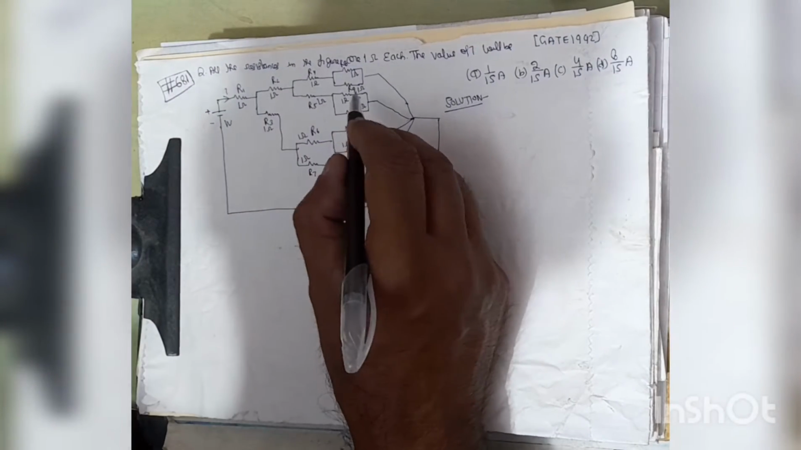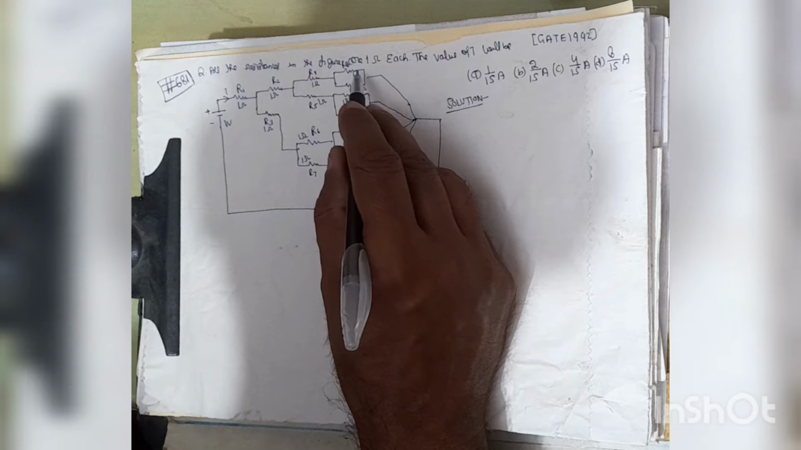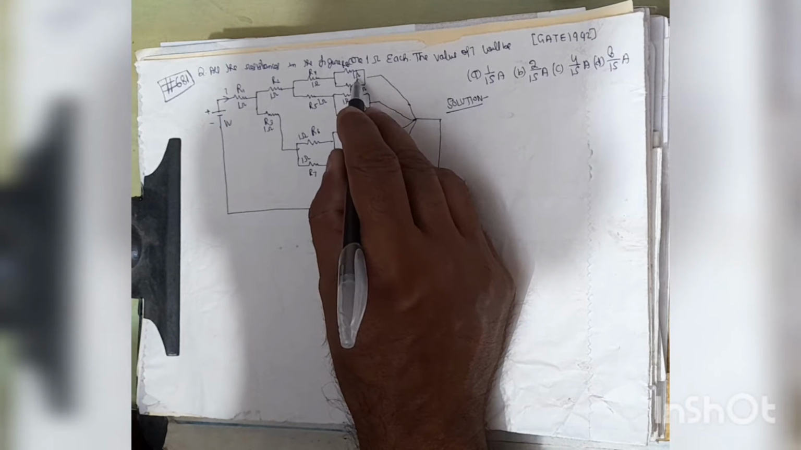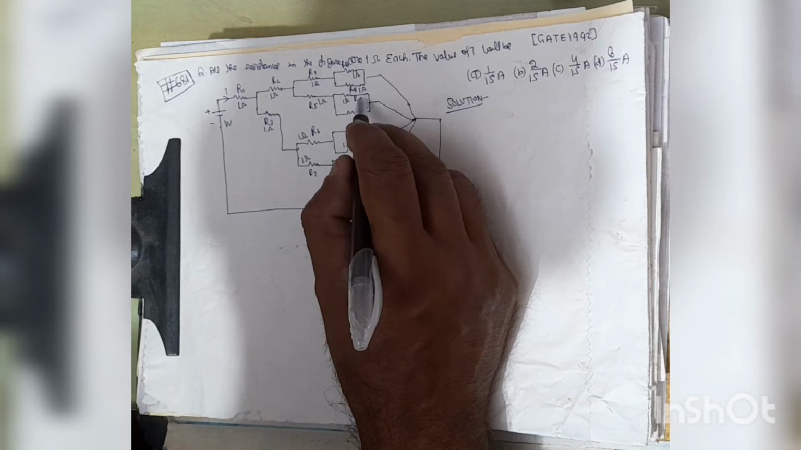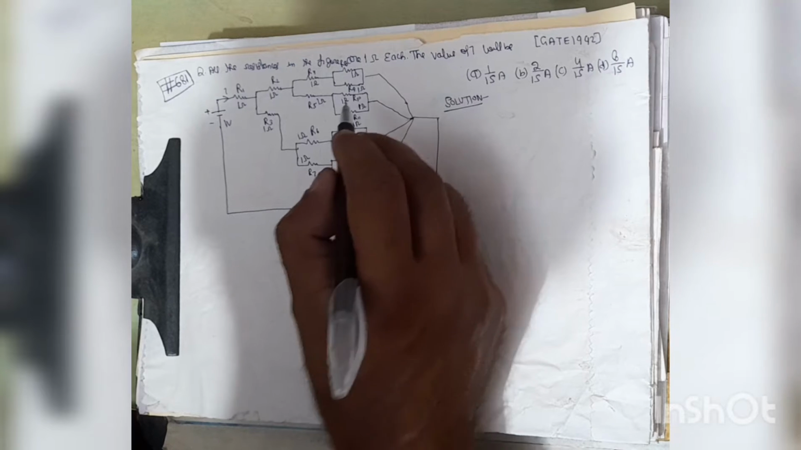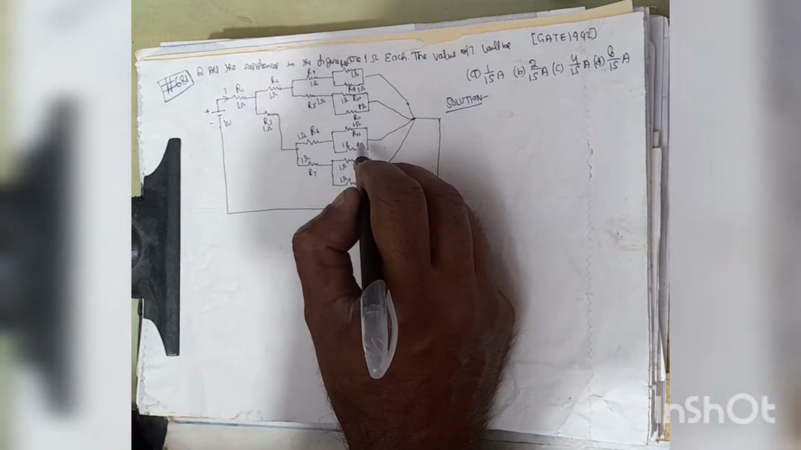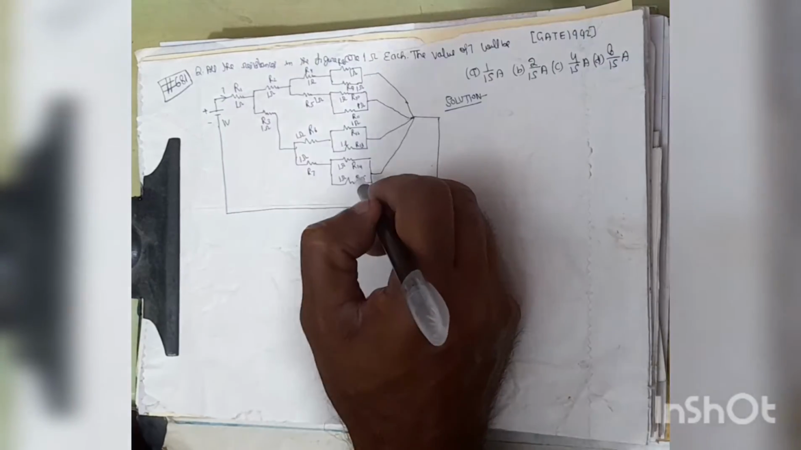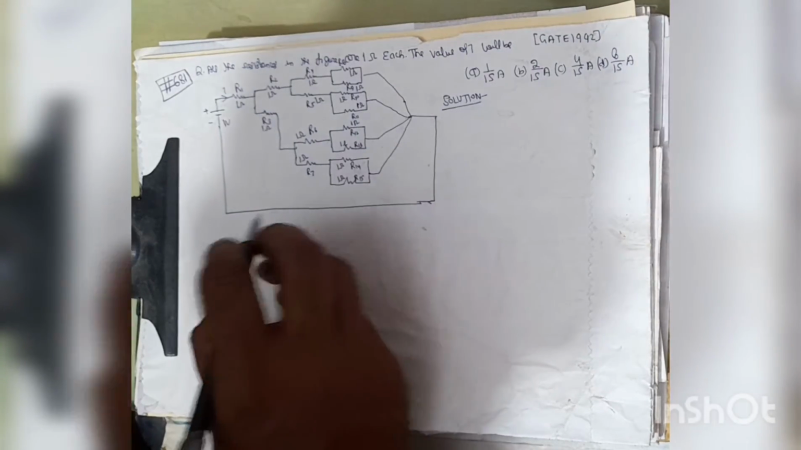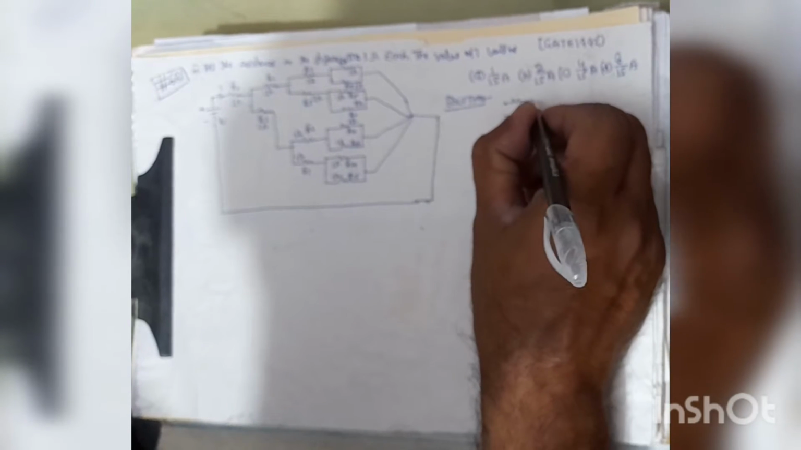Clearly R8 and R9 are in parallel, both are 1 ohm resistance. Similarly R10 and R11 are in parallel, both are 1 ohm resistance. R12 and R13 are in parallel, both are 1 ohm resistance, and R14 and R15 are in parallel, both are 1 ohm resistance.